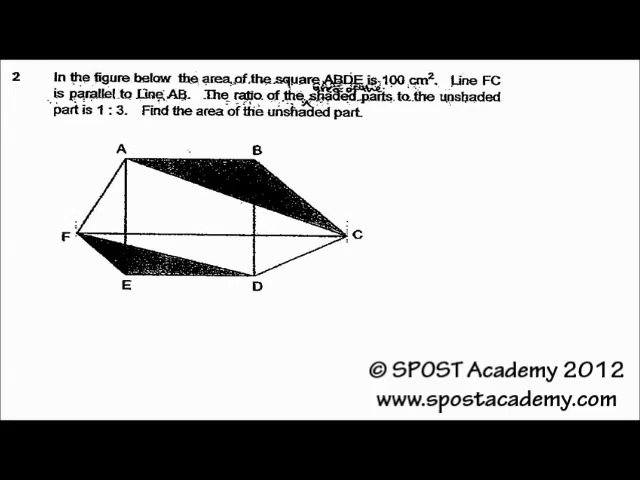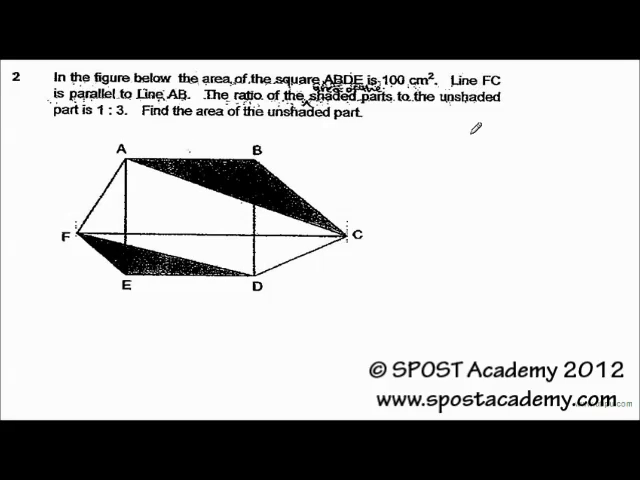In the figure below, the area of the square ABDE is 100 cm square. Line FC is parallel to line AB. The ratio of the area of the shaded parts to the unshaded part is 1:3. Find the area of the unshaded part.